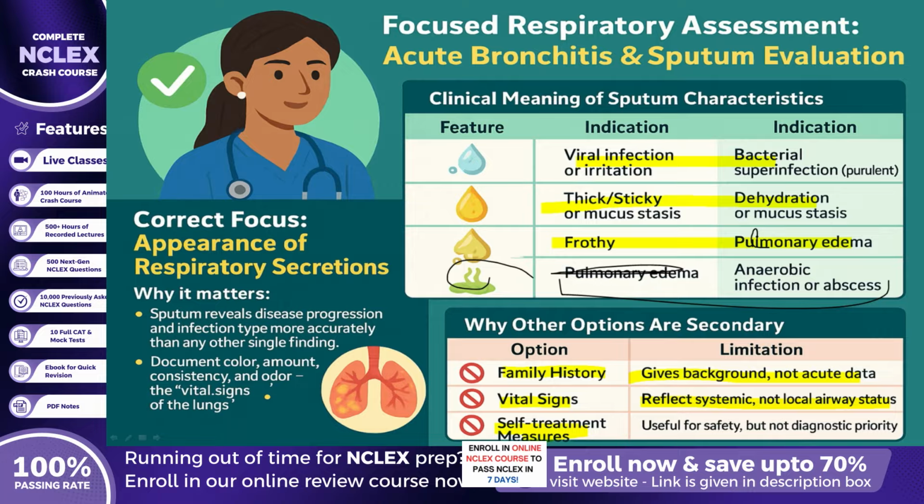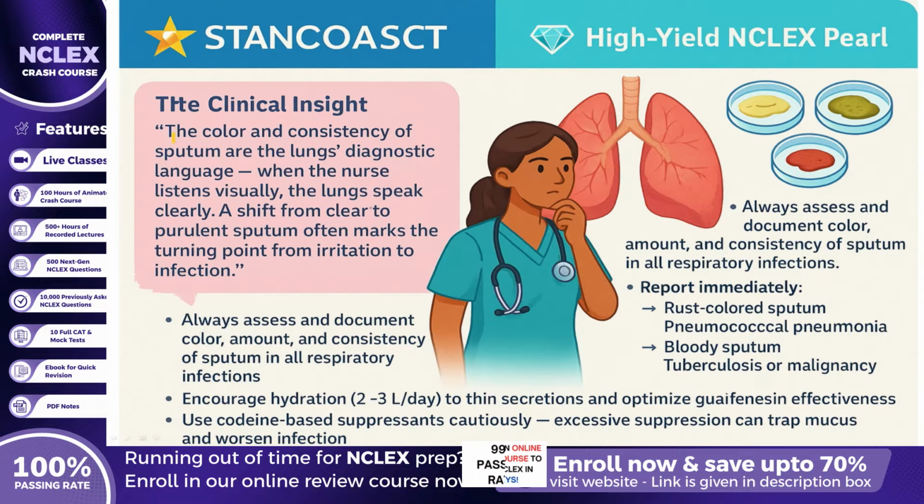Transitioning now to our NCLEX clinical insight. The color and consistency of sputum are the lungs' diagnostic language. When the nurse listens visually, the lungs speak clearly. A shift from clear to purulent sputum often marks the turning point from irritation to infection. And moving into the high-yield NCLEX pearl: always document the color, amount, and consistency of sputum in all clients with respiratory infections. Report rust-colored sputum immediately, as it can signal pneumococcal pneumonia, or bloody sputum, which may indicate tuberculosis or malignancy.